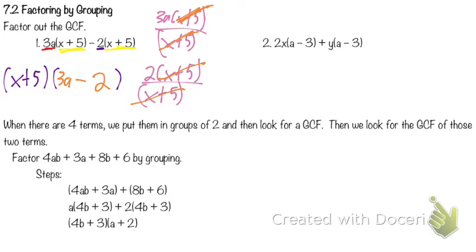Yes, Tucker? So your GCF would be what's inside the parentheses? In this case, yeah, because they both have x plus 5 in common. Okay. And that's the greatest thing they have in common. Yeah, exactly right.